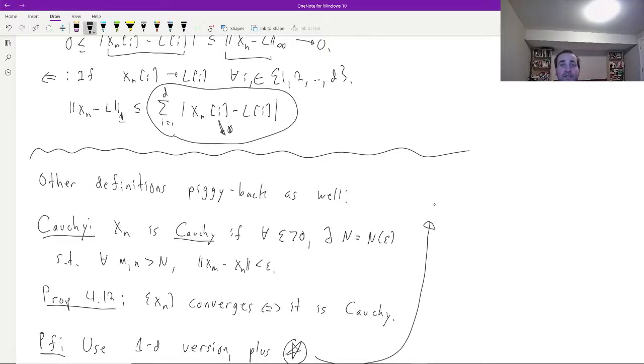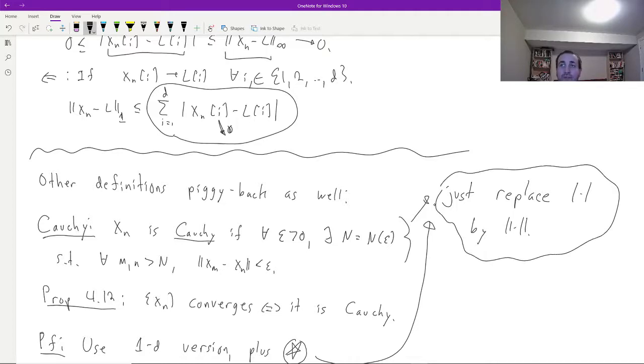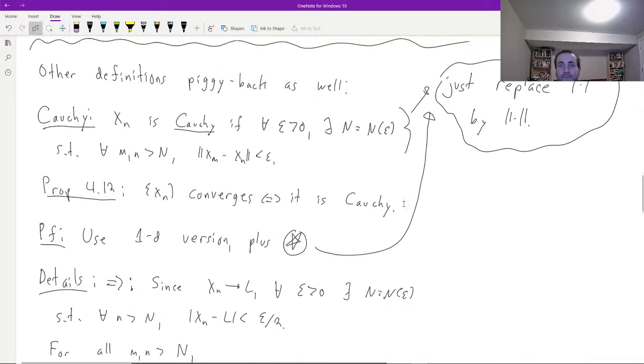So let's talk about Cauchy sequences. x_n is Cauchy if and only if, for all epsilon greater than 0, there exists some N, depending on epsilon, so that for all m, n greater than N, the norm of x_n minus x_m is less than epsilon. So this is exactly the same definition as we had in one dimension, but we replaced the absolute value by a norm. Okay. So it's a new definition, but you don't really have to think about it as a new definition. We're just replacing absolute values with norms, just like we did before.